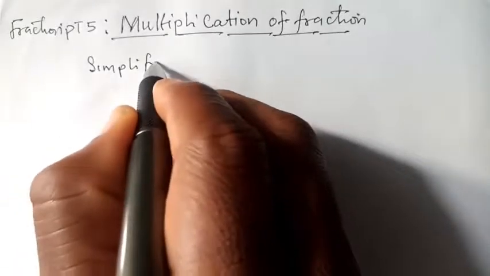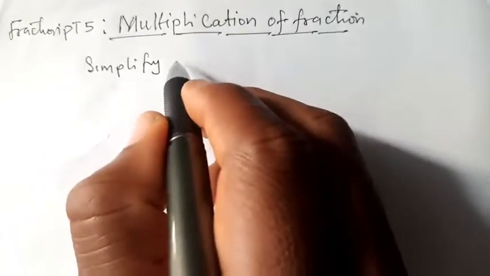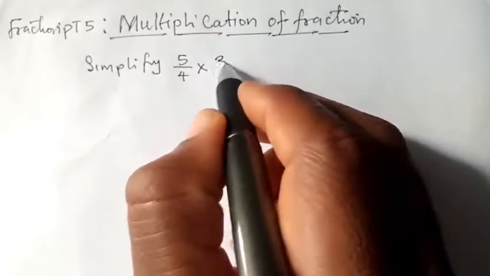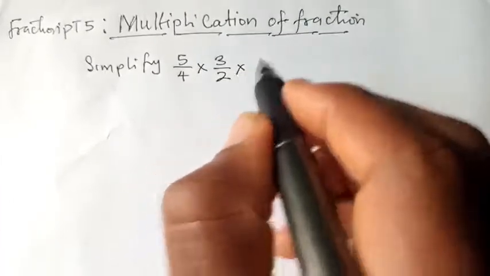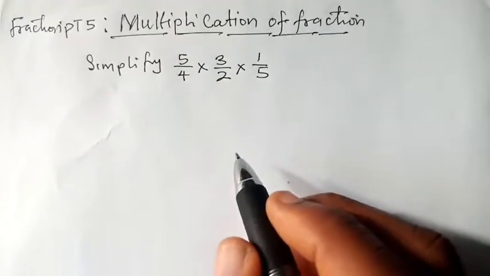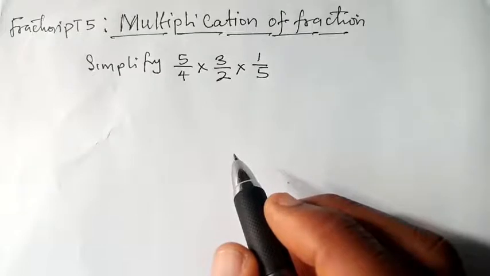Welcome to VINDAL'S concept, fraction part 5 on multiplication of fraction. Look at this question. Simplify 5 over 4 times 3 over 2 times 1 over 5.